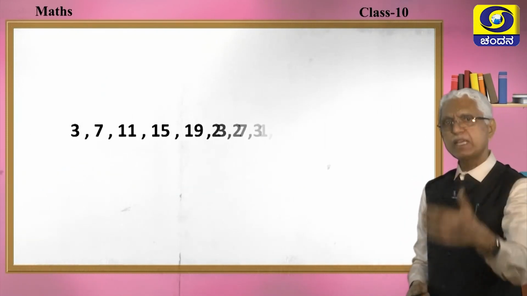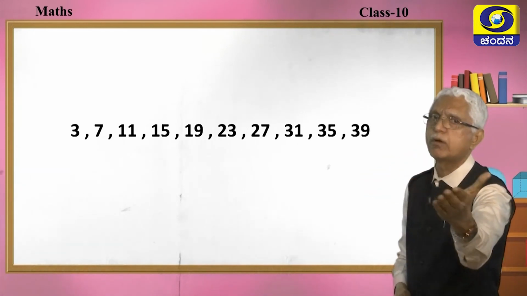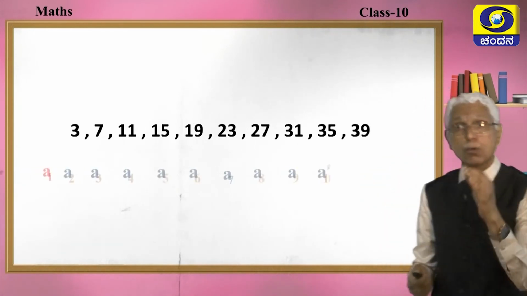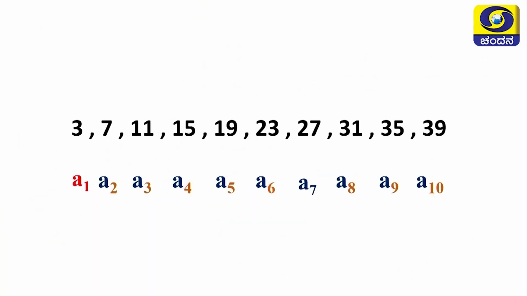Beautiful. Now, please take here, my dear children, 3, 7, 11, 15. I am sure by now, obviously, you have identified it is an arithmetic progression. What is the common difference? Can anyone tell me what is the common difference? 4. 7 minus 3 is 4, 11 minus 7 is 4, 19 minus 15 is 4, 35 minus 31 is 4.